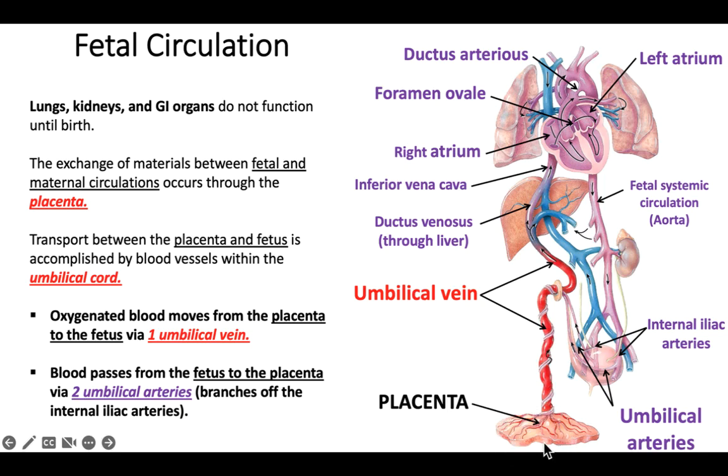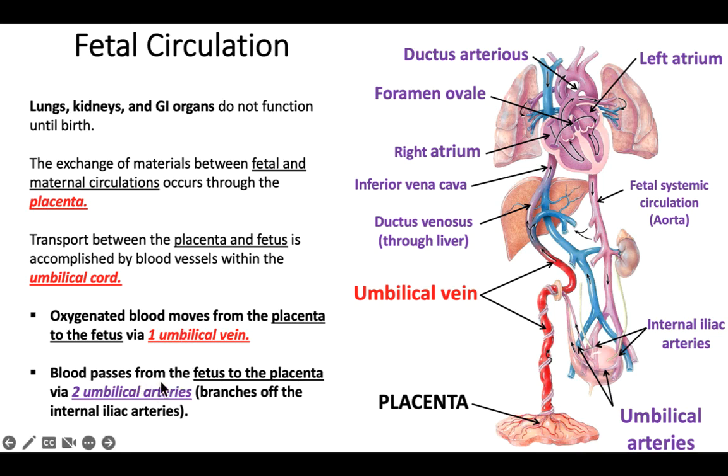All right? So what do you need to know? You need to know what an umbilical vein is. So what kind of blood? Where does it come from? Where is it going? So it's oxygenated blood coming from the placenta going towards the fetus.